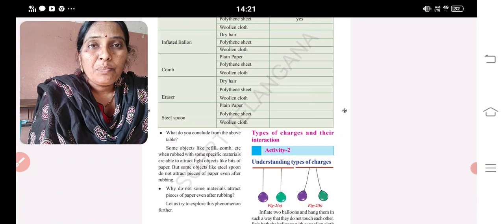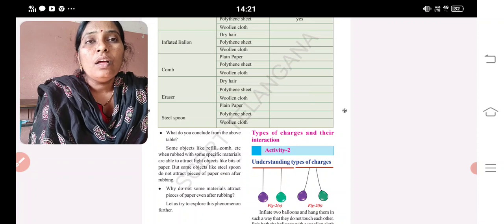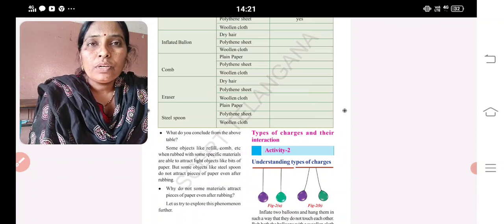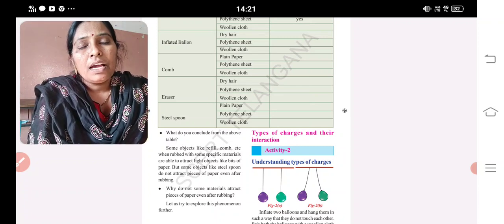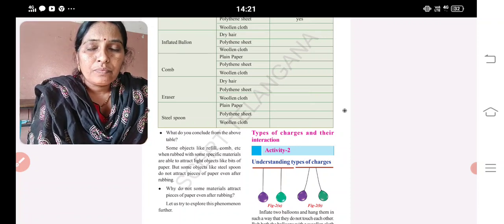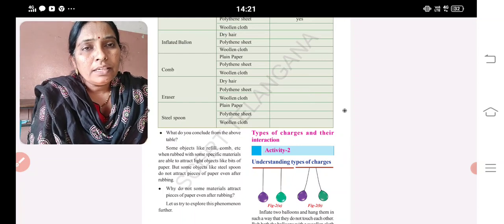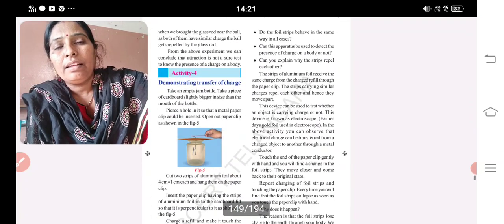So when they are rubbed with the same material, the same type of charge develops, and like charges repel. That is the reason why two balloons, when brought together, repel each other even though they are rubbed with the same cloth. But when a balloon is rubbed with a woolen cloth, and a comb or straw is rubbed with another cloth, when they are brought close to each other, they attract. This shows that attraction and repulsion of charges takes place. Like charges repel, unlike charges attract.